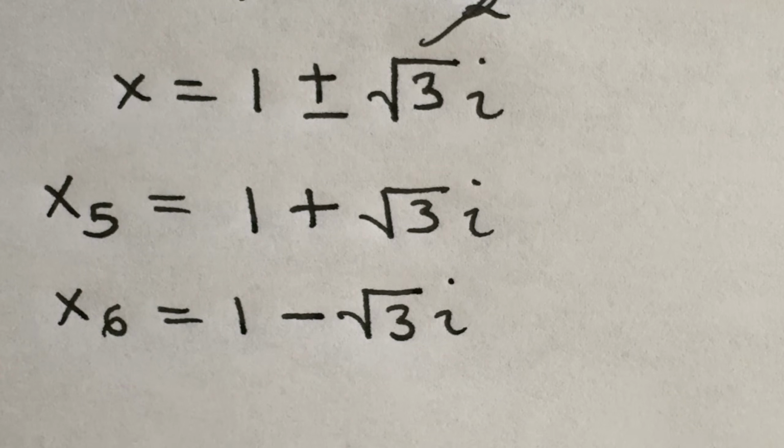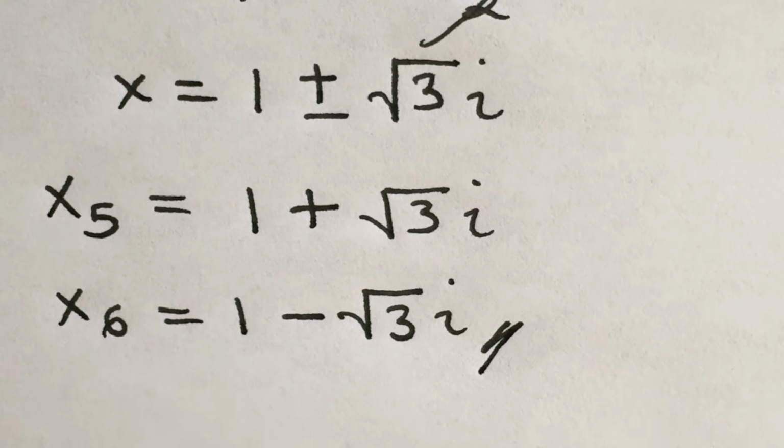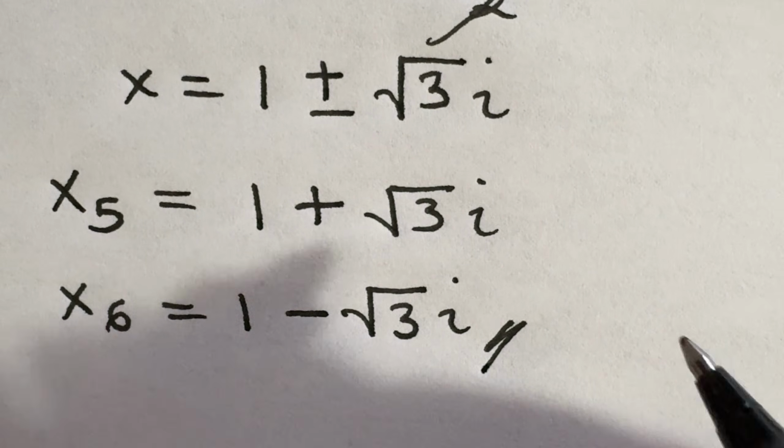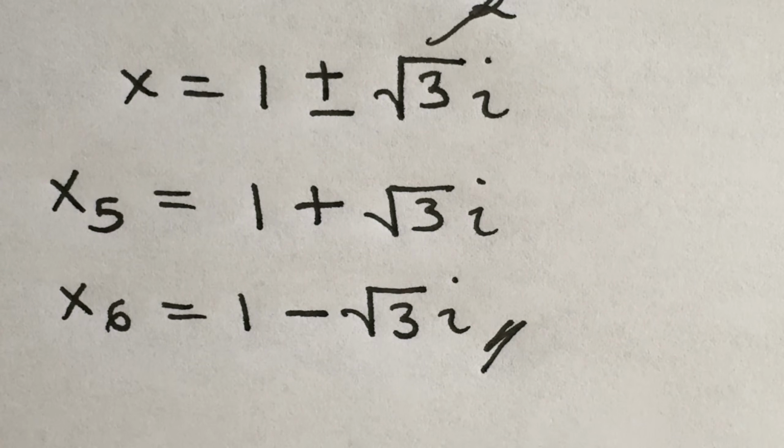Bringing us to the end of the solution, giving us all 6 possible values of this problem, with 4 being complex solutions and 2 real solutions.